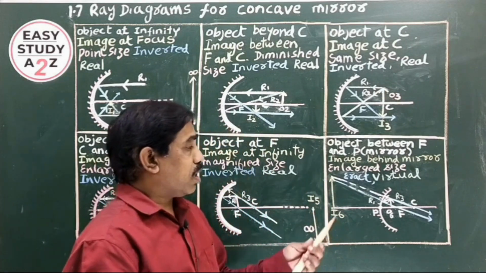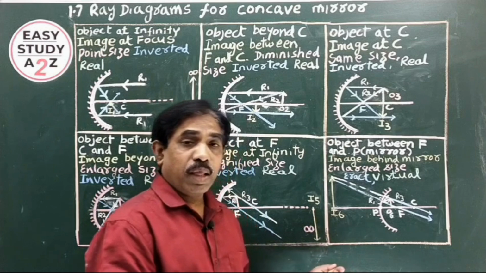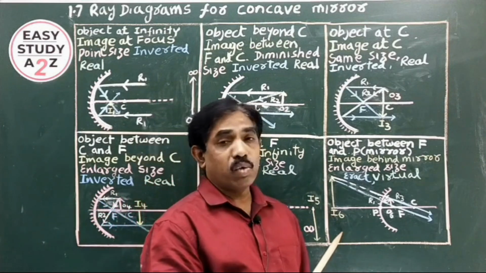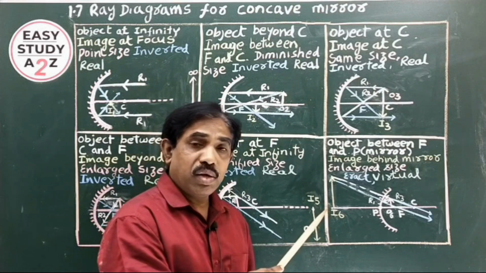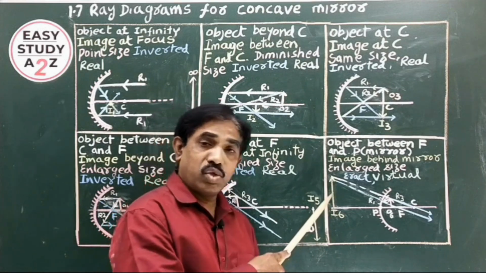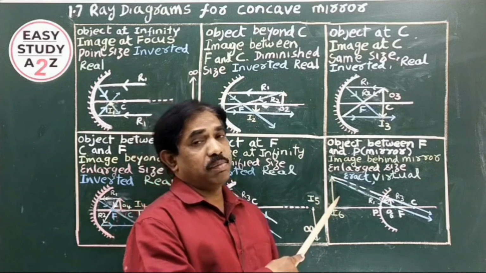So in the last case here, rule 1 and rule 3 are followed, and the image is behind the mirror, and it is a virtual and erect image.